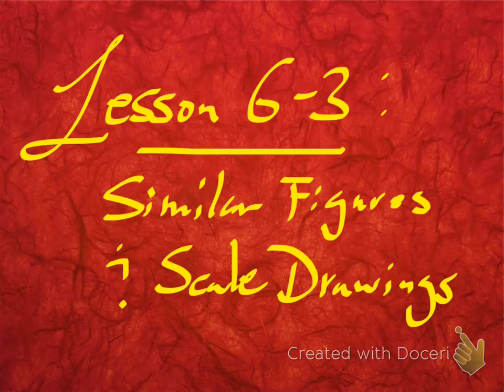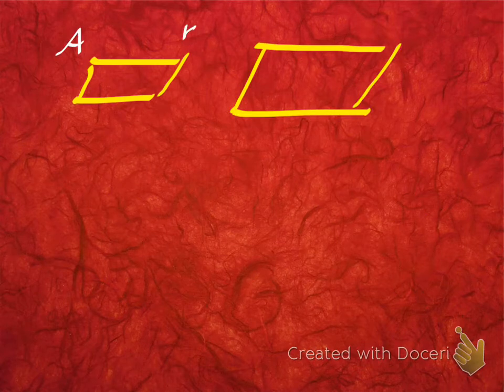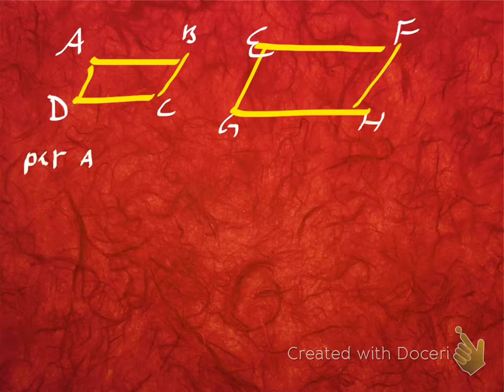And so today what we're going to do is talk about Lesson 6.3. Lesson 6.3 is going to give us a chance to use the proportions that we learned in the previous lesson. And we're going to specifically use them on similar figures and scale drawings. So let's get started.